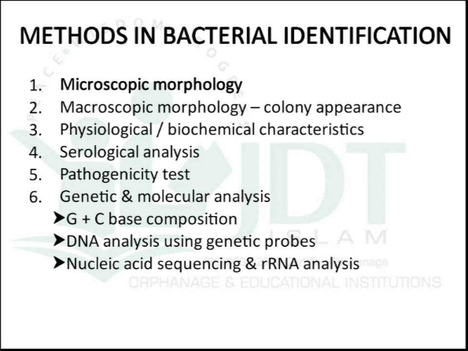There are different methods for bacterial identification, like microscopic morphology, macroscopic morphology, physiological or biochemical characteristics, serological analysis, pathogenicity test, and genetical and molecular analysis like guanine cytosine base composition, DNA analysis using genetic probes, nucleic acid sequence, and rRNA analysis. So in this topic we have to discuss the microscopic morphologic methods as well as physiological and biochemical characteristics.